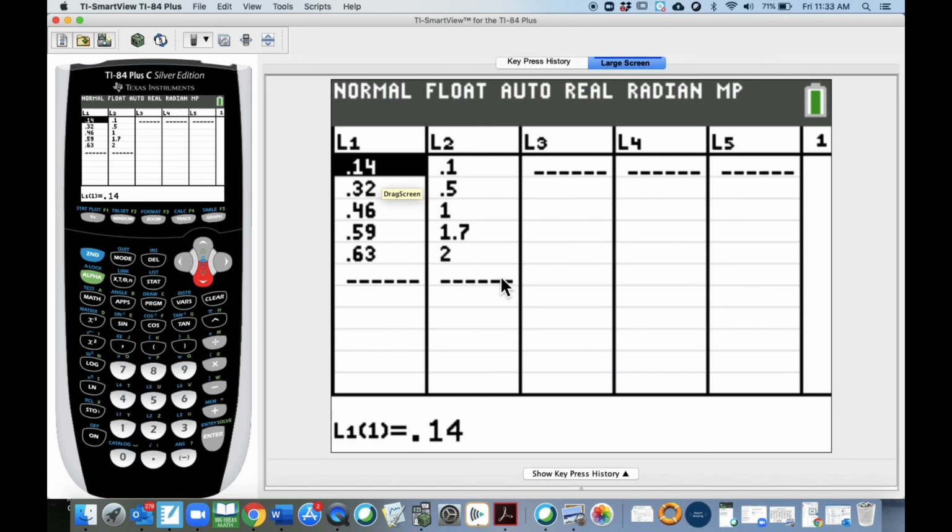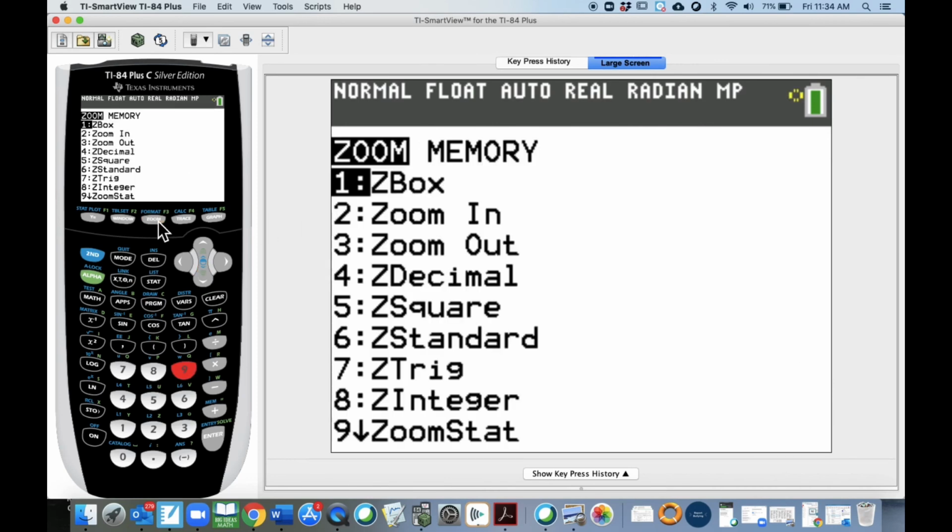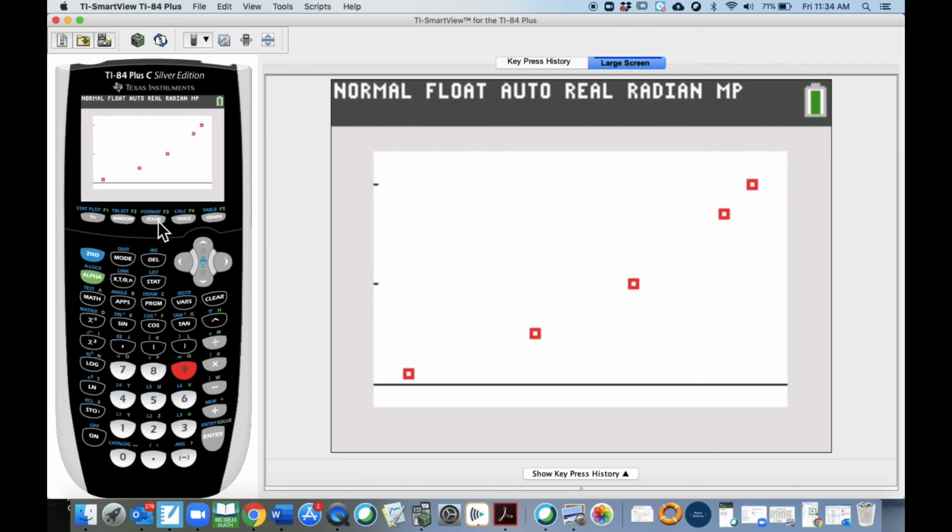Now the question is, do I need to square the x or the y? Let me show you a couple of things real quick. First of all, let's just take a peek at the data that we have entered. I'm going to go to Zoom 9 for Zoom Stat. Here's my data. That sure looks like what I have graphed originally, doesn't it? So I'm good on my data. I kind of wanted to do that just to double check my data is in the right spot, but it is.